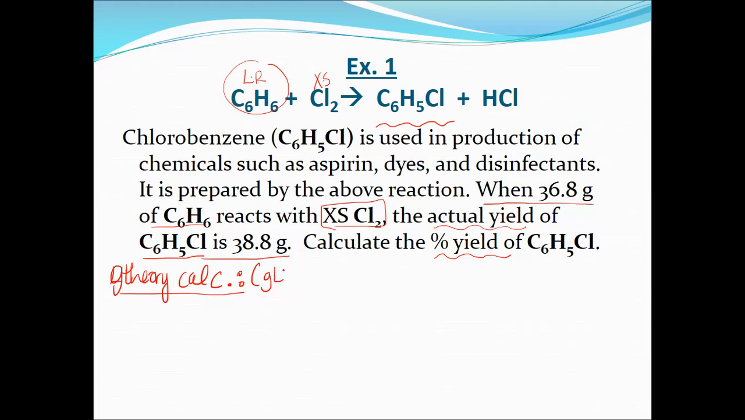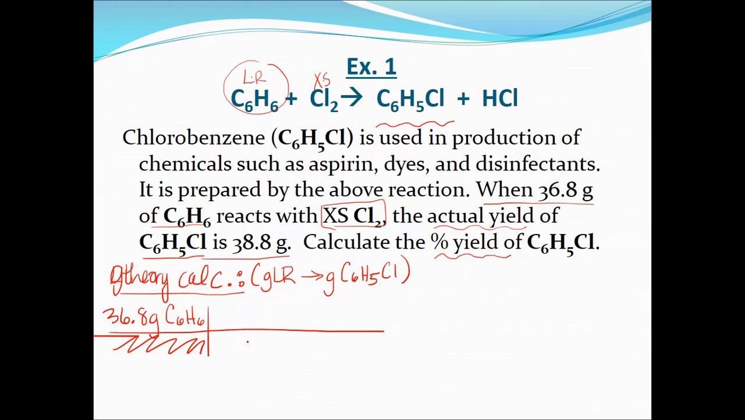And it is grams of the limiting reactant to grams of the C6H5Cl. That's my plan. So they told me I have 36.8 grams of the C6H6. That's my limiting reactant. And I'm trying to go to grams of the C6H5Cl. Gram to gram is 3 steps. So let's set this up for 3 conversion spots.